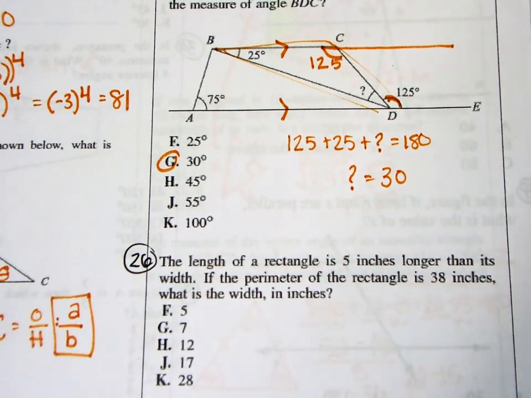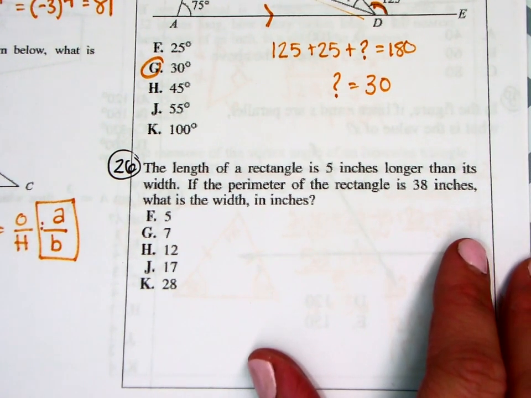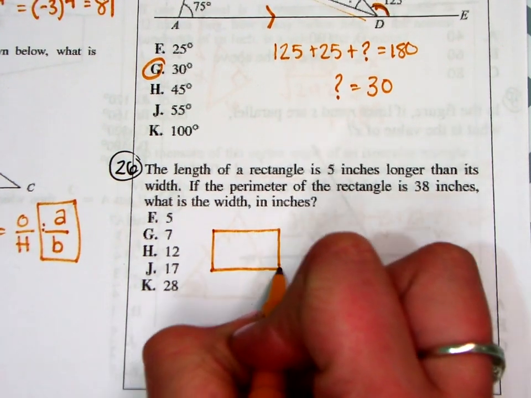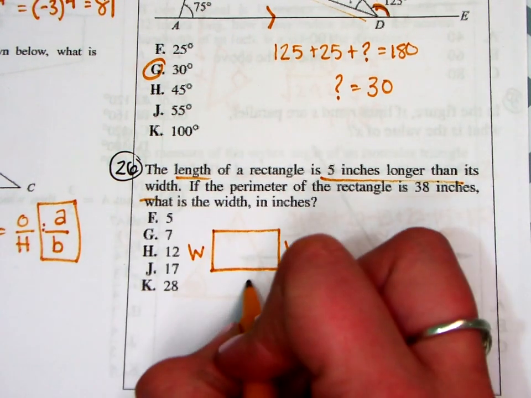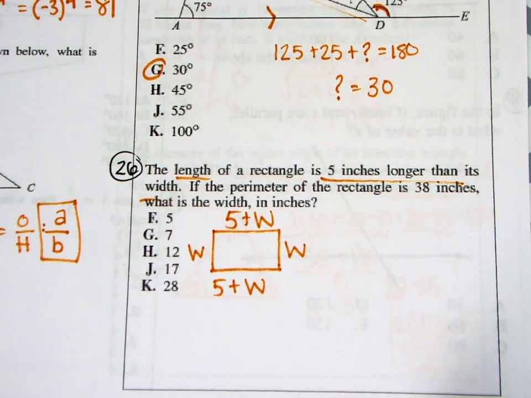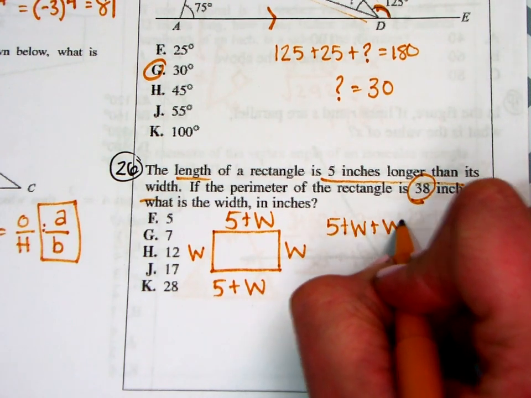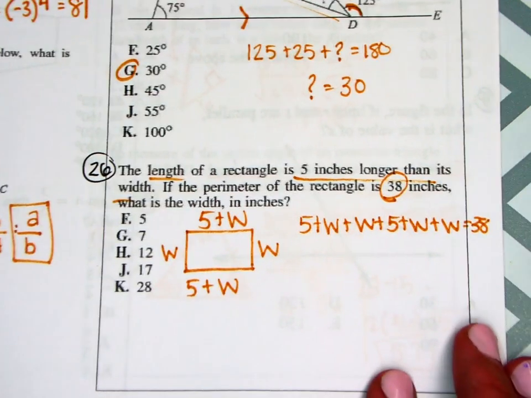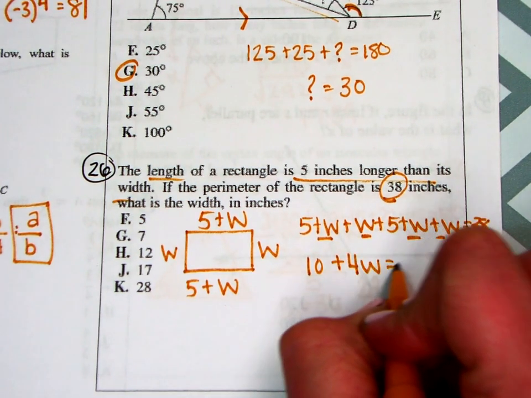Number 26, the length of a rectangle is 5 inches longer than its width. If the perimeter of the rectangle is 38, what is the width? So I'm going to draw a rectangle. Okay, I got my width and my width. The length is 5 inches longer than the width. So that means I take the width and I add 5. So perimeter adds all the sides up, and we know the perimeter is 38. So 5 plus W plus W plus 5 plus W plus W equals 38. Well, 5 plus 5 is 10, and then I have 1, 2, 3, 4 W's, equals 38.